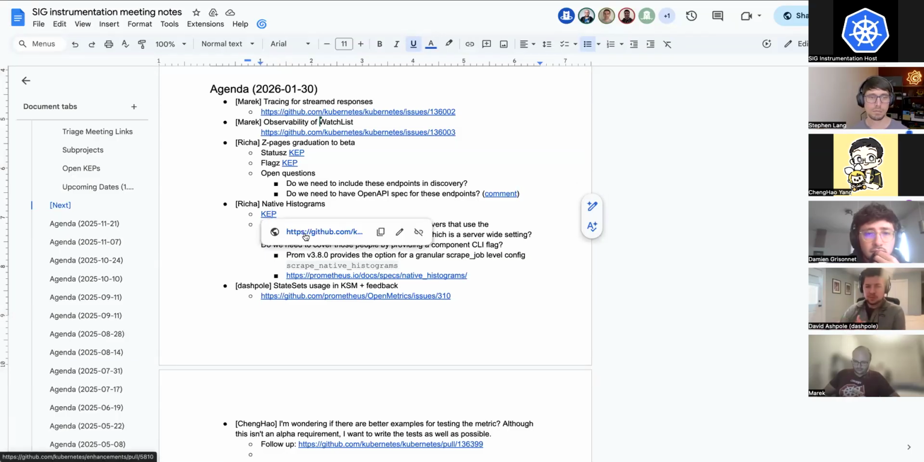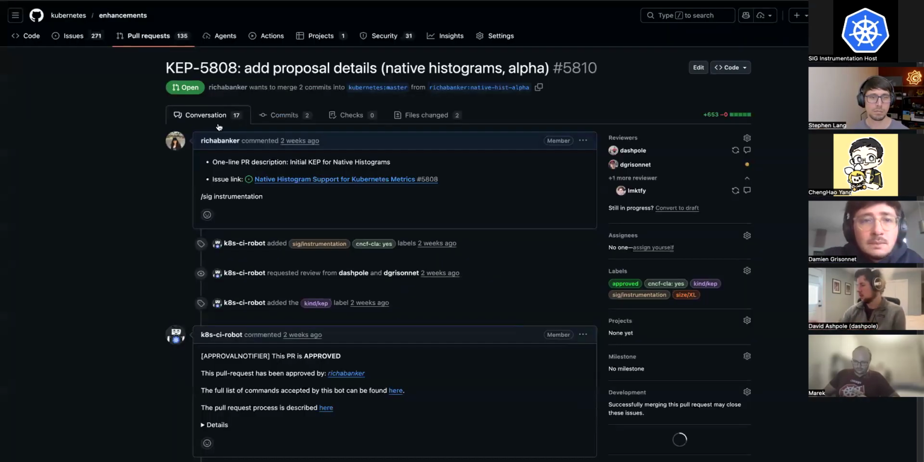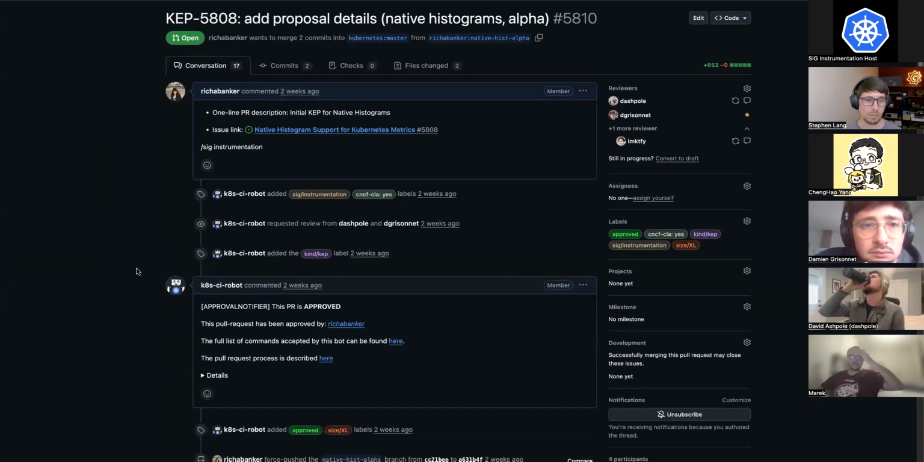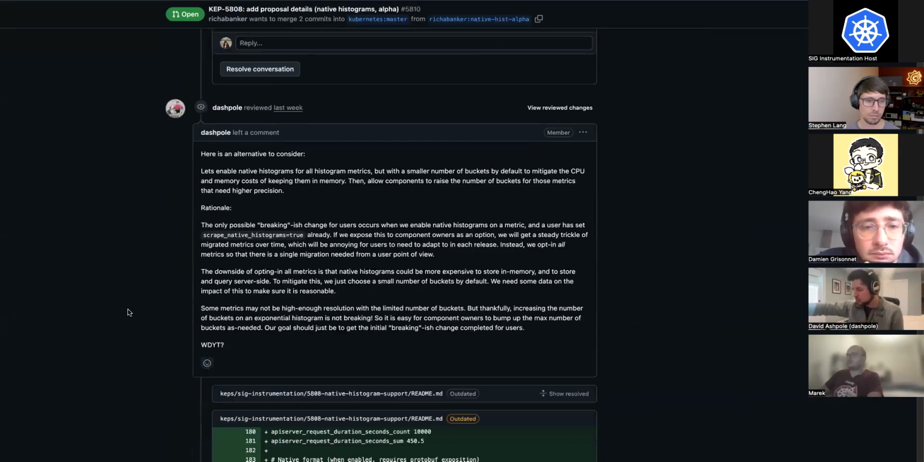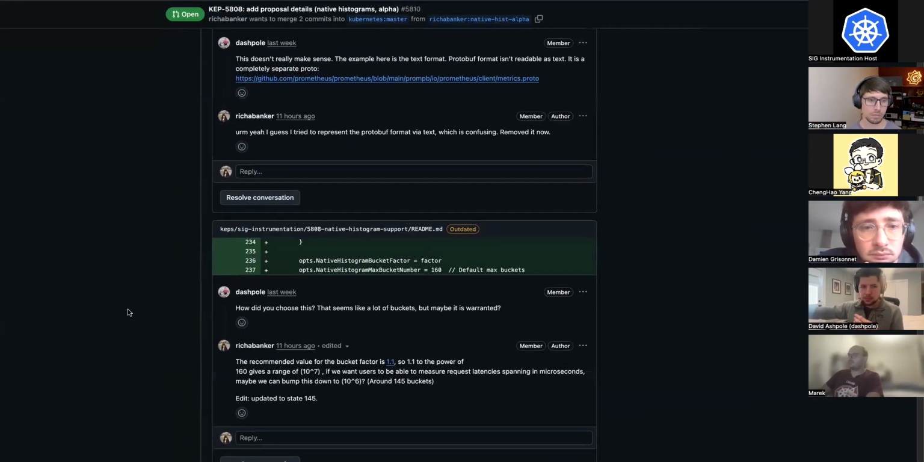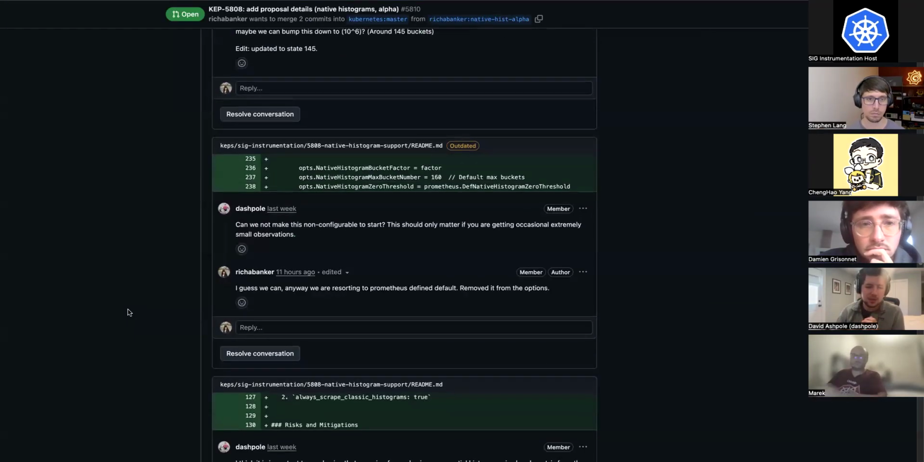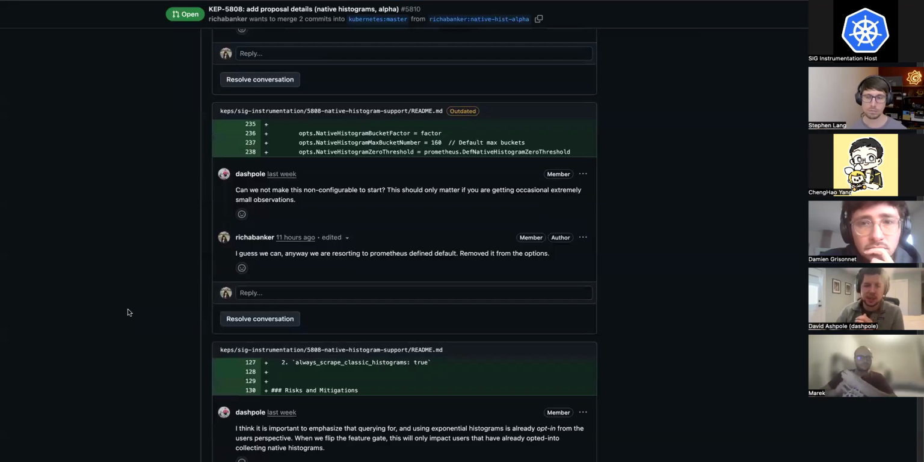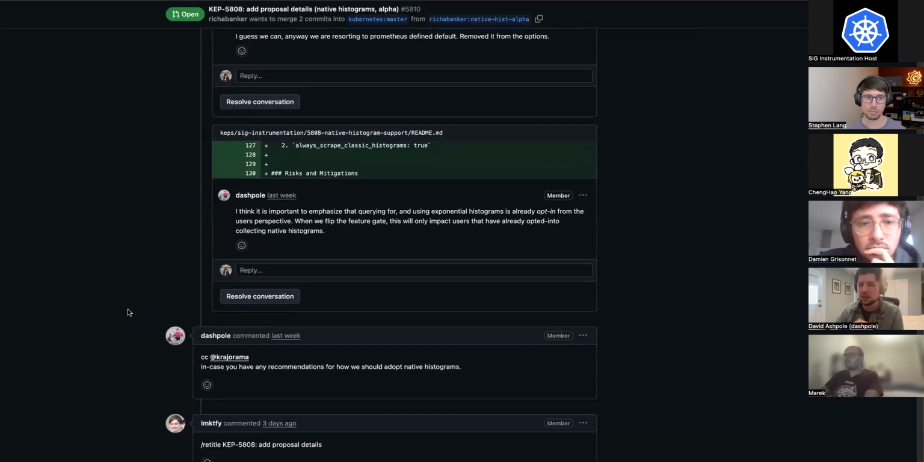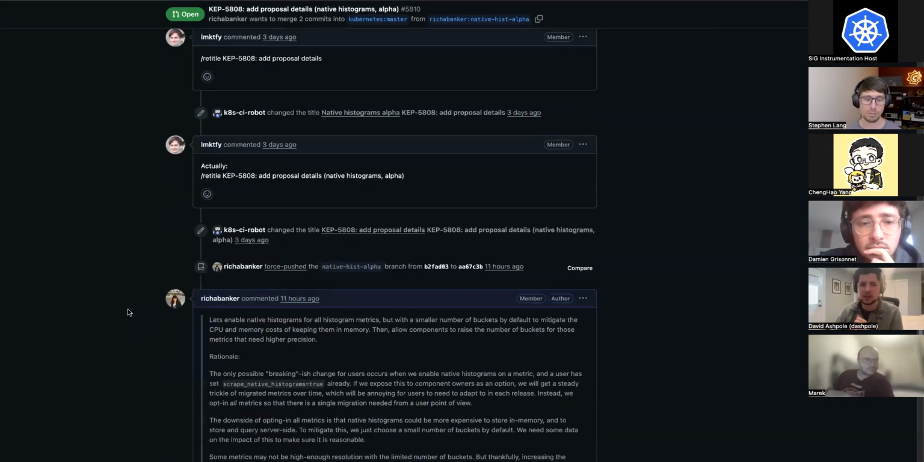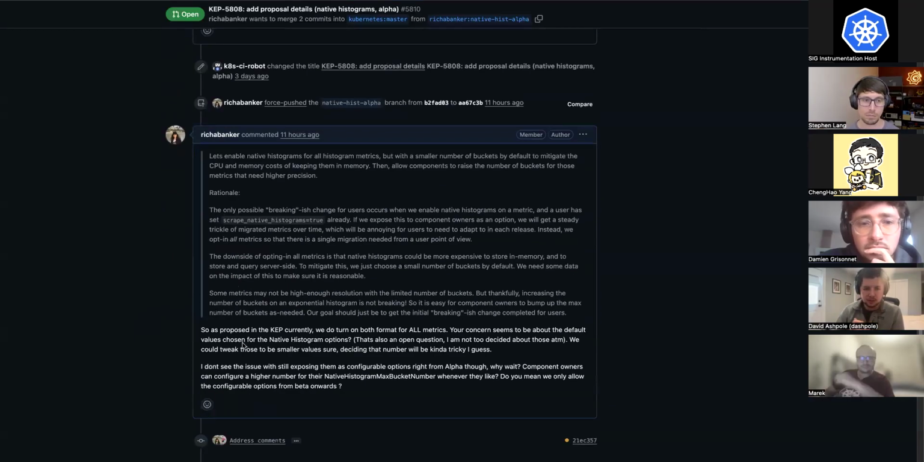So I also opened up another KEP update PR. This is introducing native histograms alpha. And I know, David, that you did a review for this a while ago, and I just responded to your comments last night. I misread the KEP, so the big paragraph isn't really relevant. Okay, yeah. So I just wanted to have some clarification here.